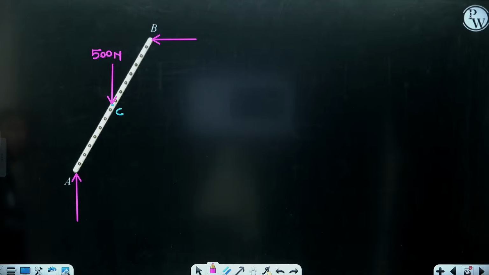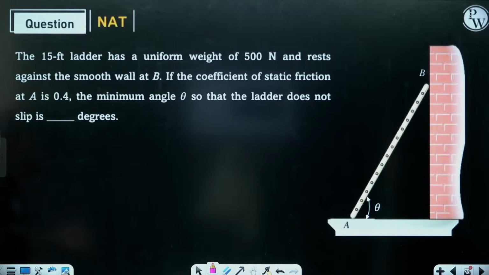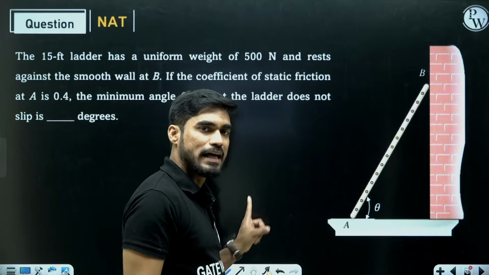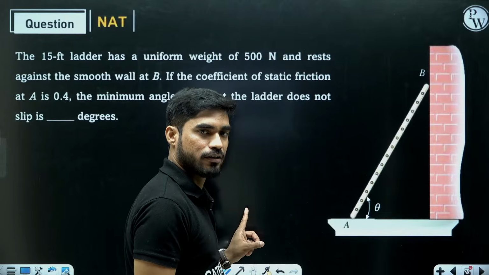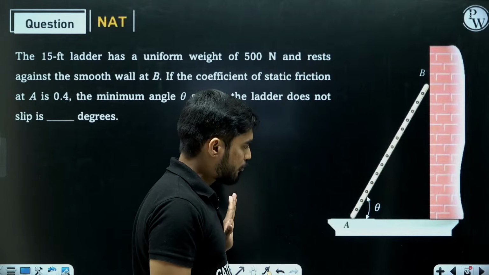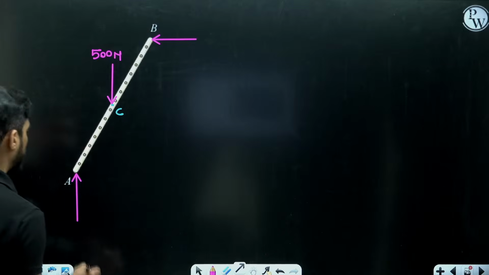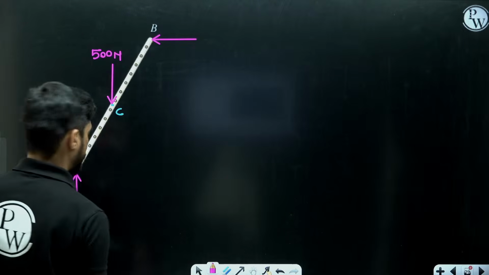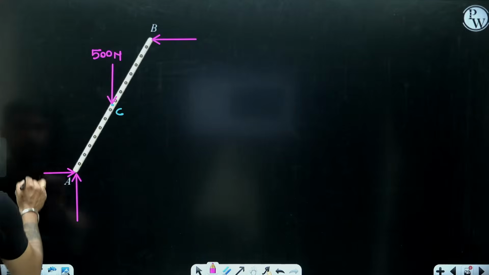Now we are assuming that the ladder is just about to slip. So if it slips, then this A will move towards left. So the friction force will be acting towards right. So this will be the friction force, right? 0.4 NA.